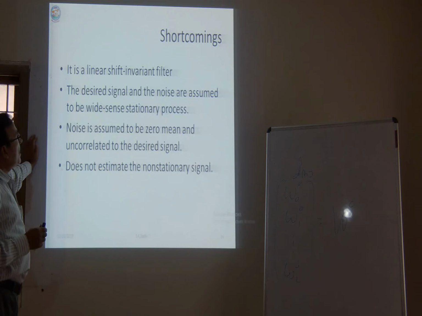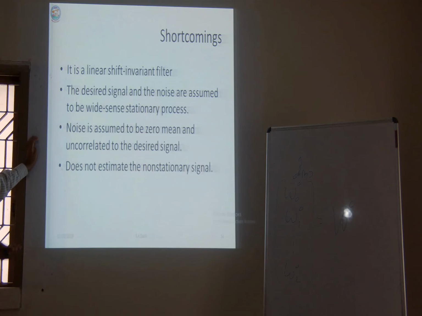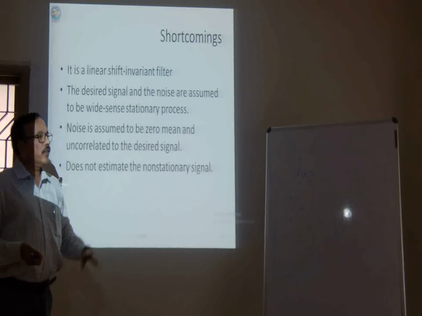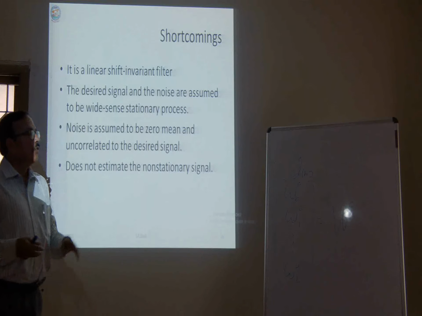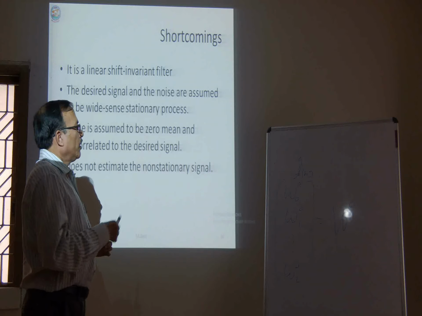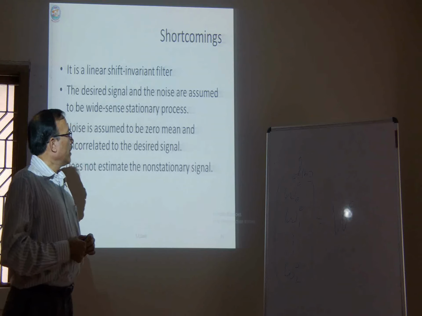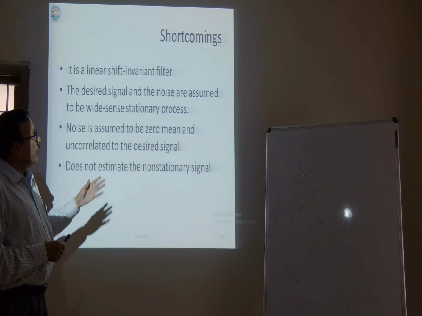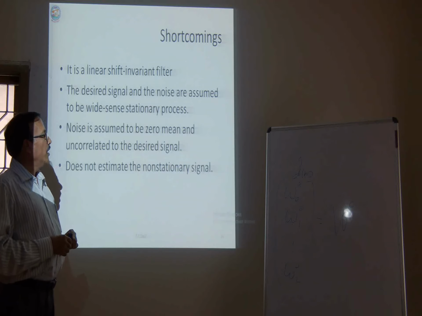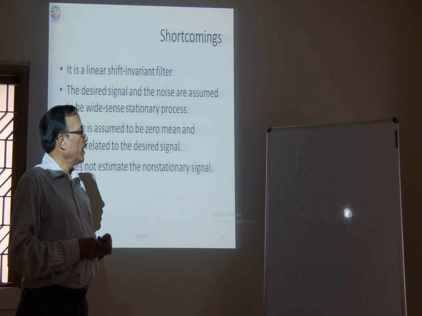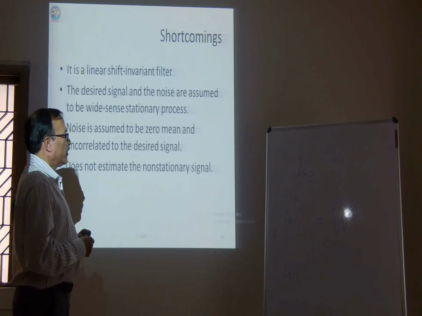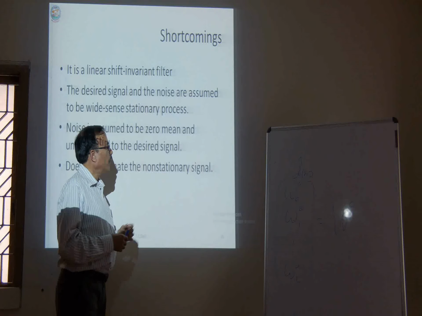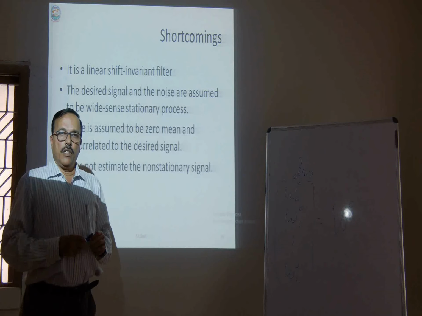And the second one is that noise is assumed to be zero mean and uncorrelated to the desired signal. We cannot say whether noise is zero mean or not. And it does not estimate non-stationary signals. This is another very important one, because practically almost all signals are non-stationary in nature. For the non-stationary case, the Wiener filter cannot work. So we'll go for a different type of filter, that is the Kalman filter. We'll discuss the Kalman filter in some other video lecture. So for today, that is it.